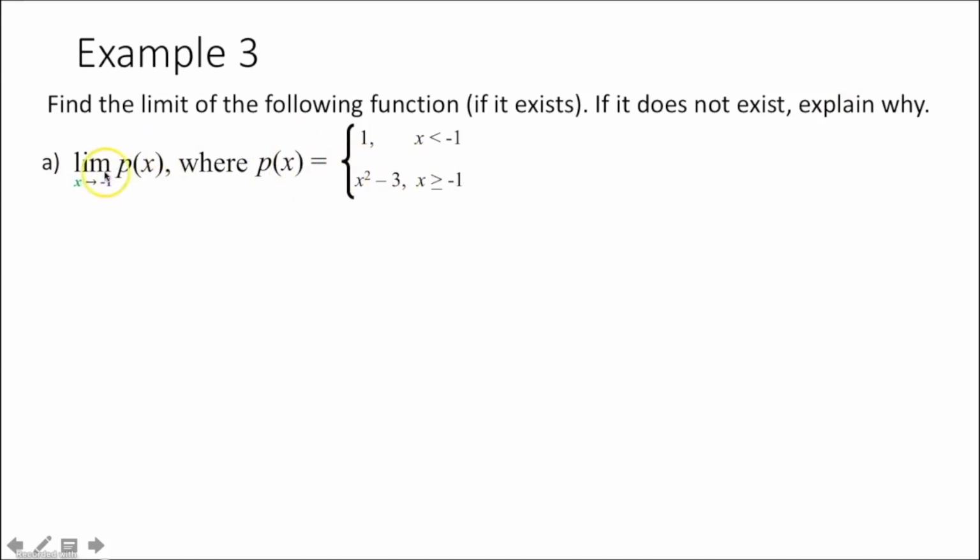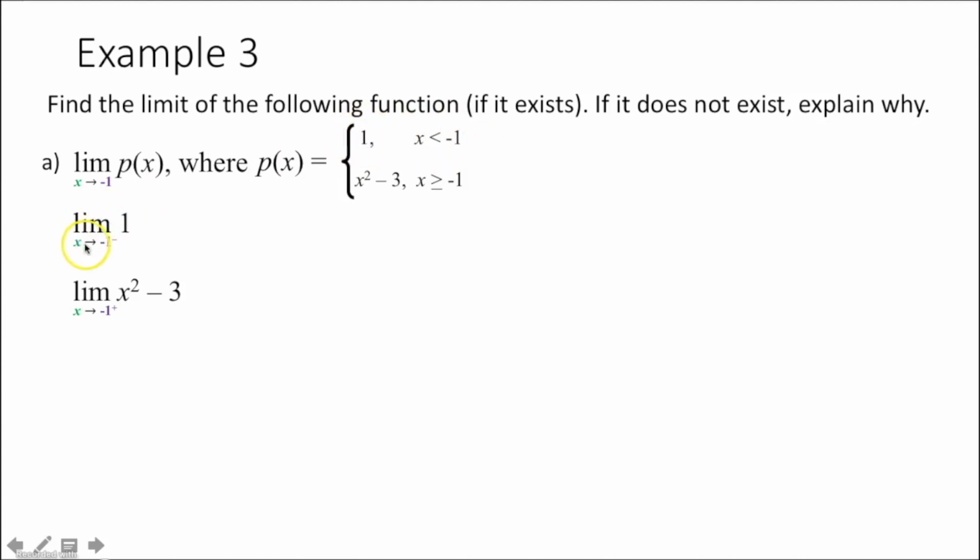In order to have a limit as x approaches -1 of p of x, the limit as x approaches -1 from the left must equal the limit as x approaches -1 from the right. And we have numbers less than -1 and numbers greater than -1. So let's first find the limit as x approaches -1 from the left. And remember, we use 1 for that because those are numbers less than -1. So that would be all of these numbers.